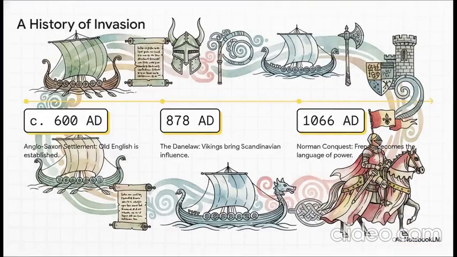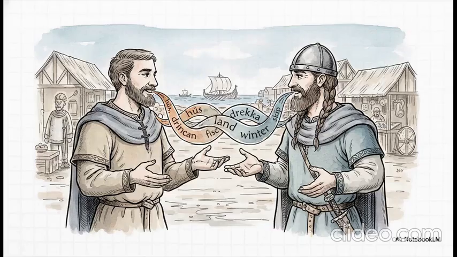So on this timeline, you can see the three major events that really shaped English. First, you got the Anglo-Saxons laying that Germanic foundation. Then the Vikings show up and add a totally new Scandinavian layer. And finally, 1066, the Norman conquest, which brings this tidal wave of French that changes everything.